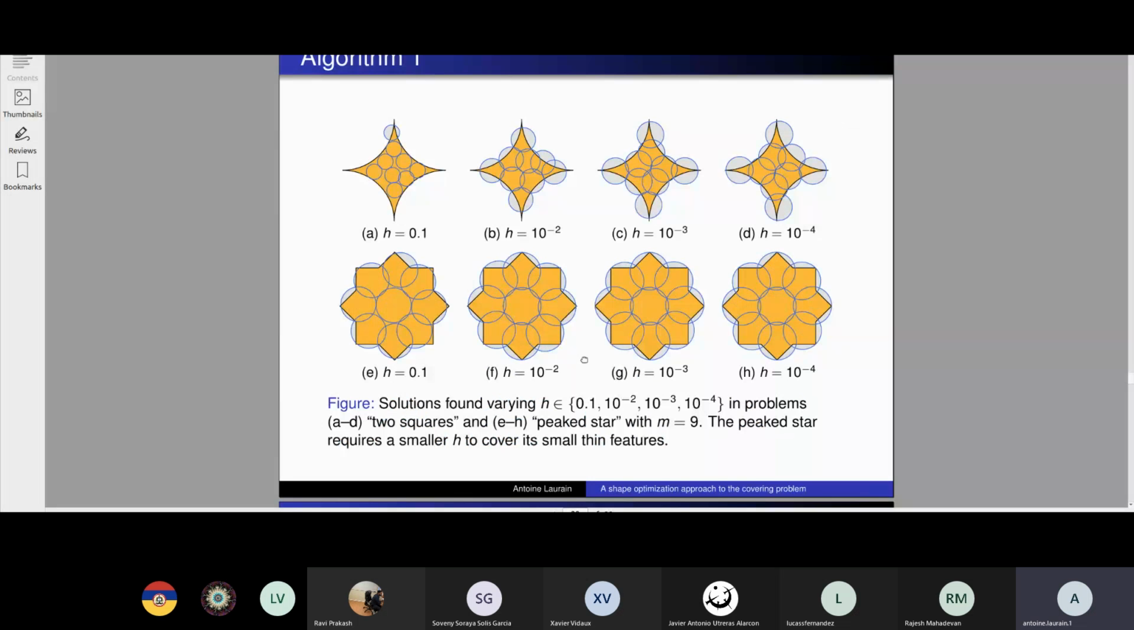We made different tests in this paper. This is a test where we check the solution depending on the size of the discretization. You can see when the size of the discretization is too high, then the covering is really bad, like in this first example. h equal to 0.1 is really too large. And you can see for h equal to 10^-2 already, the covering of this shape is quite good, although it's not perfect. You can see some small problems here. But for the peak star, you really need a fine discretization to catch these little peaks here.